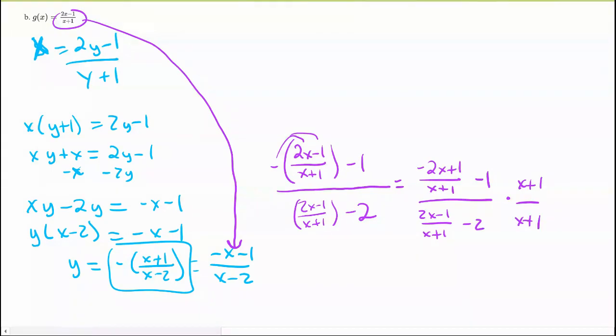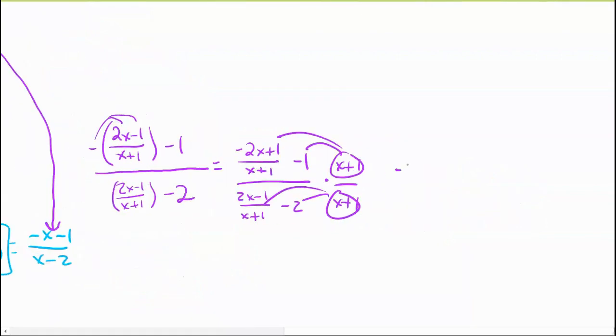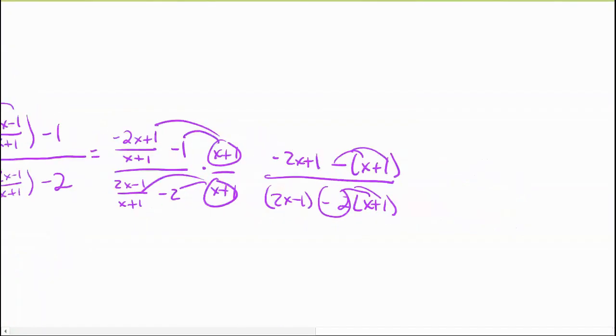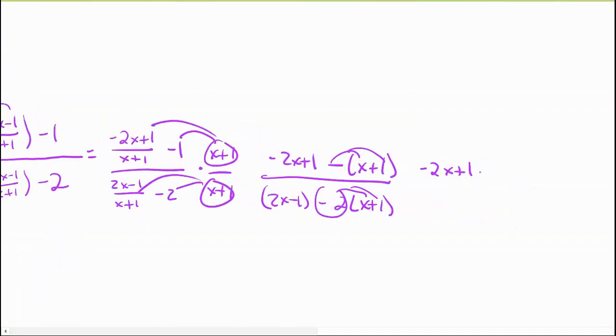So when I do that, what I should see is that I'm going to distribute, and I'm going to distribute. So what I end up getting here is negative 2x plus 1 minus x plus 1, and then 2x minus 1 minus 2 times x plus 1 here. So now I'm going to distribute this negative 2. I'll get negative 2x plus 1 minus x minus 1 all over 2x minus 1 minus 2x minus 2.